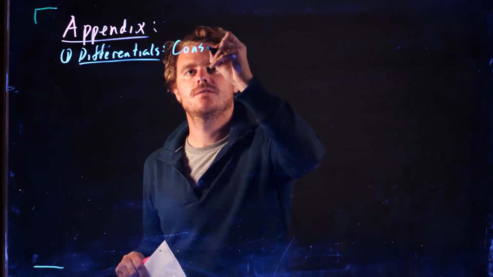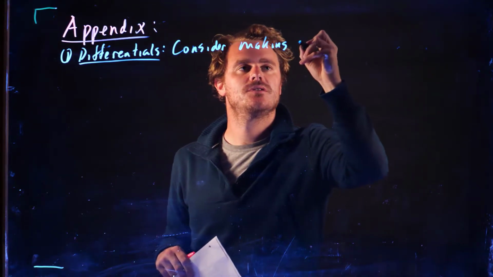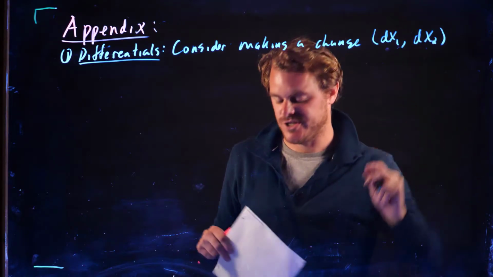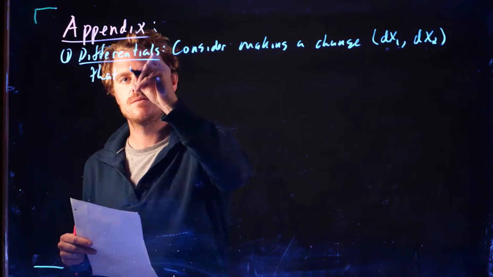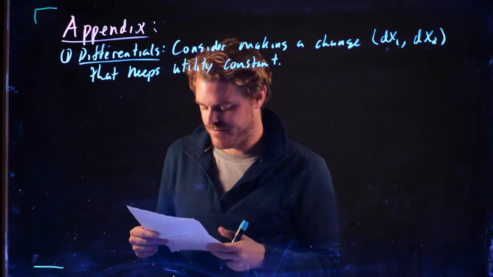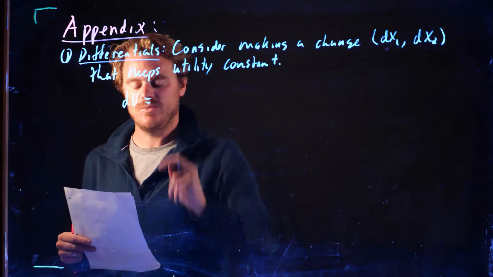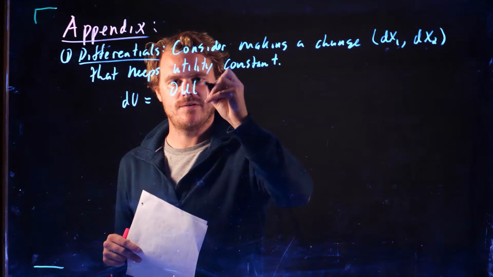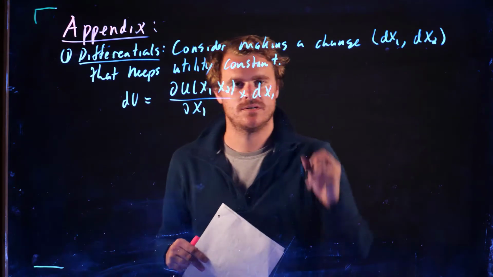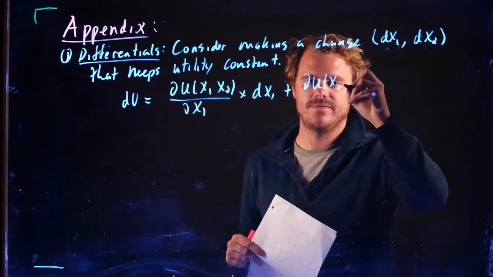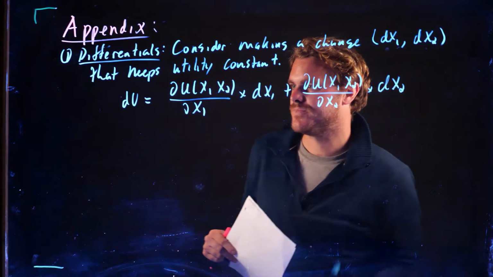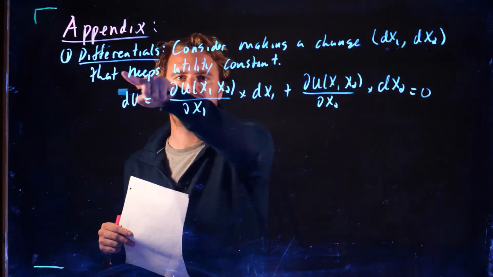And so consider making a change in the bundle. So we're changing the amount of good one and the amount of good two. So change in good one, change in good two, that keeps utility constant. So we're staying on the same indifference curve. So that means the change in u, the change in utility, is the partial derivative of the utility function with respect to x1 times the change in x1, plus the partial derivative of the utility function with respect to x2 times the change in x2. And this should equal zero because utility remains constant.